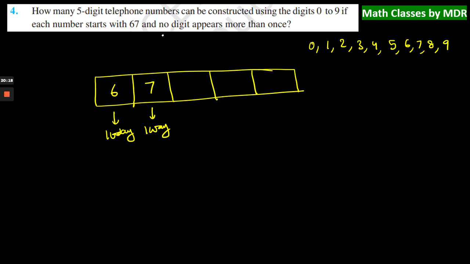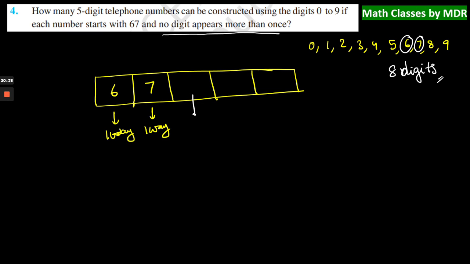No digit appears more than once. It means that 6 and 7 cannot be used again. That means how many numbers are available? Total 8 digits are available. After removing 6 and 7, 8 digits are available to use here.